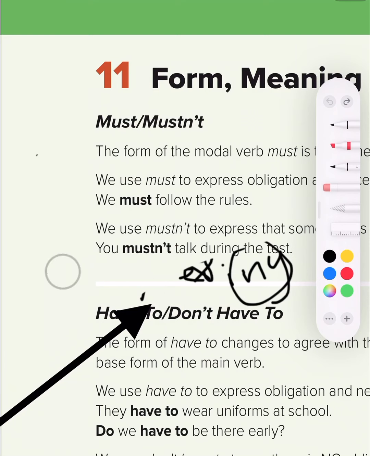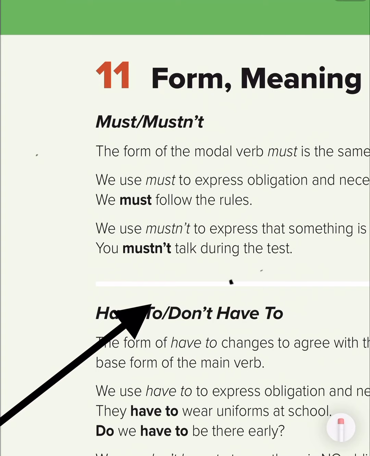So what is the meaning of must? Must means you have to do something. It's like a rule. You have to do it, okay? You have to do it.